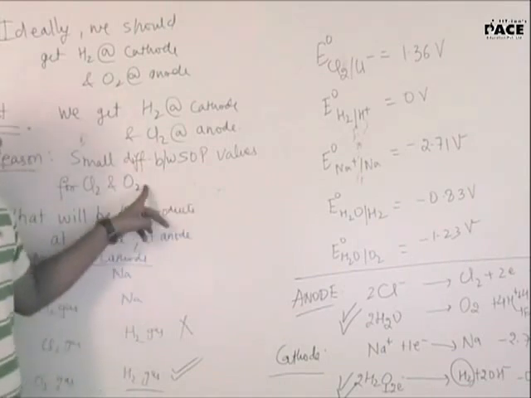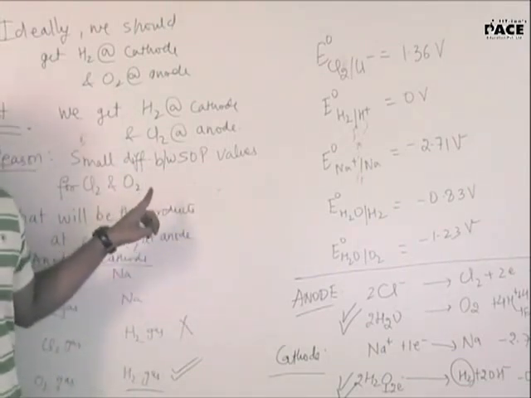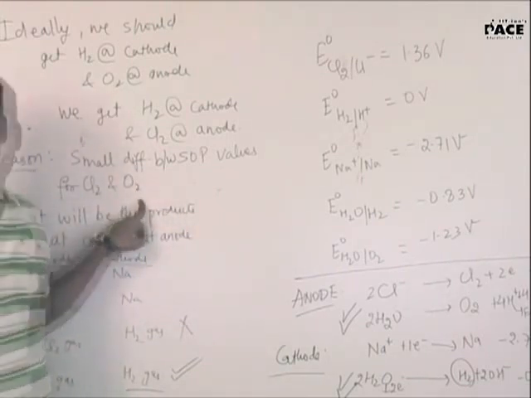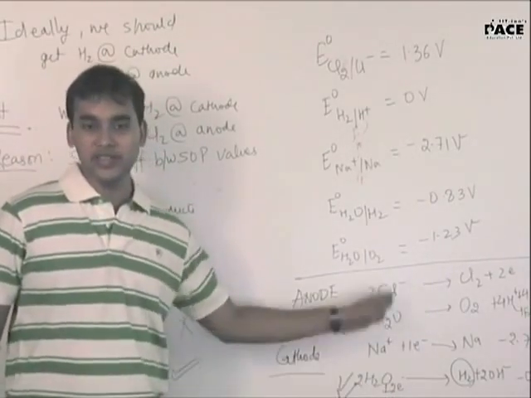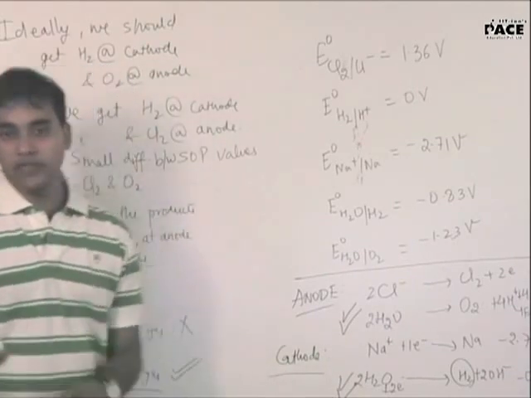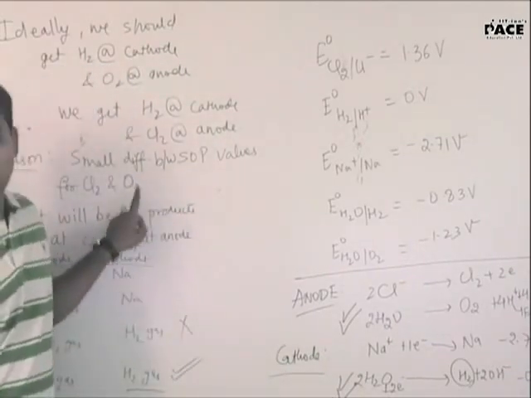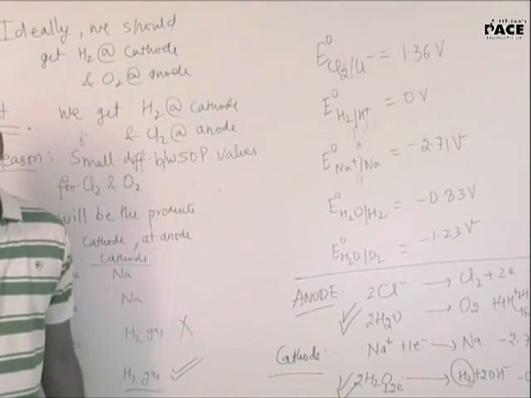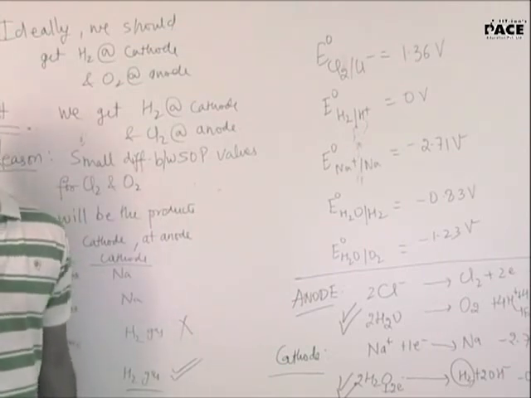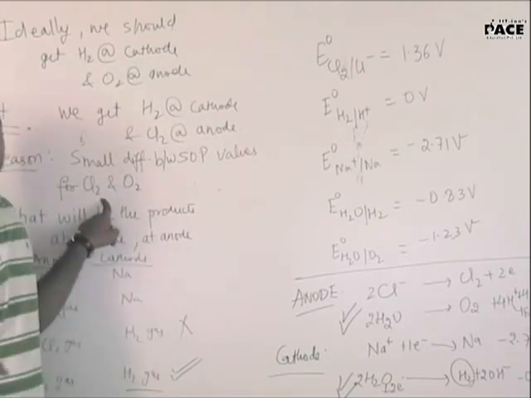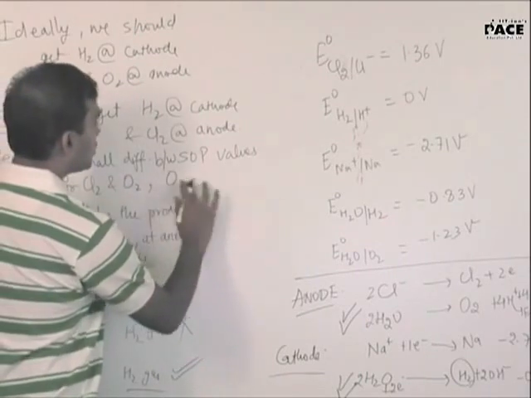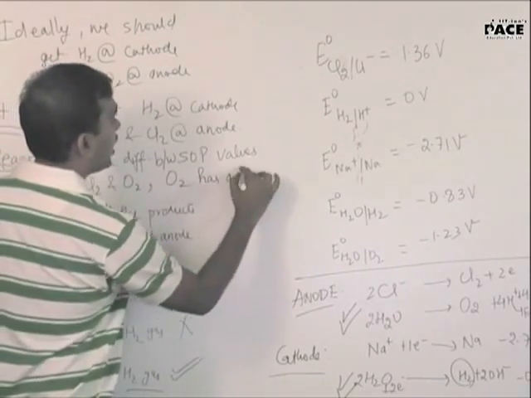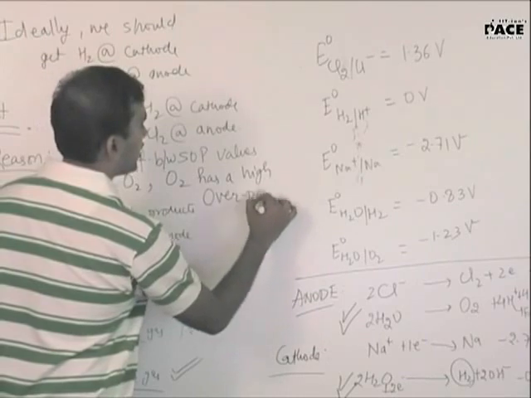Now, actually, what is thermodynamically more favorable? That oxygen is released. Because these things are thermodynamic data, all derived from delta G naught. So if I go by thermodynamics, I should say O2 should be evolved and not Cl2. But if I go by kinetics, I will say Cl2, the reaction is much faster. Why? Because O2 has a high overpotential.